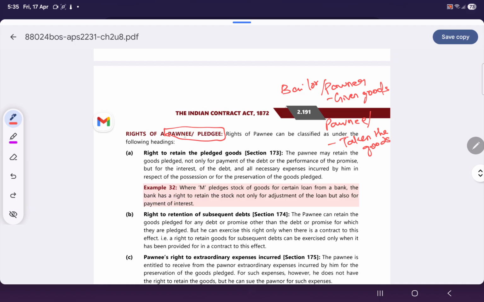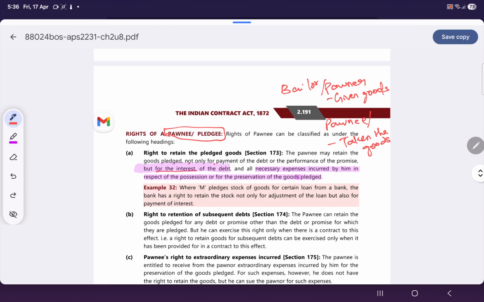So rights of a pawnee or pledgee. Right to retain the pledged goods. If he is not paying the money, he can retain the pledge. The pawnee may retain the goods pledged not only for payment of debt or performance of the promise, but for interest also, and all necessary expenses incurred by him in respect of possession or preservation of the goods pledged. So for that also he can retain the goods, for interest also and for principal also.